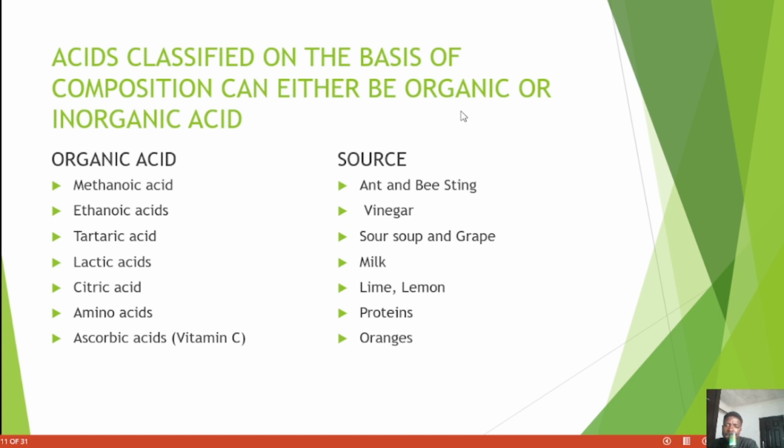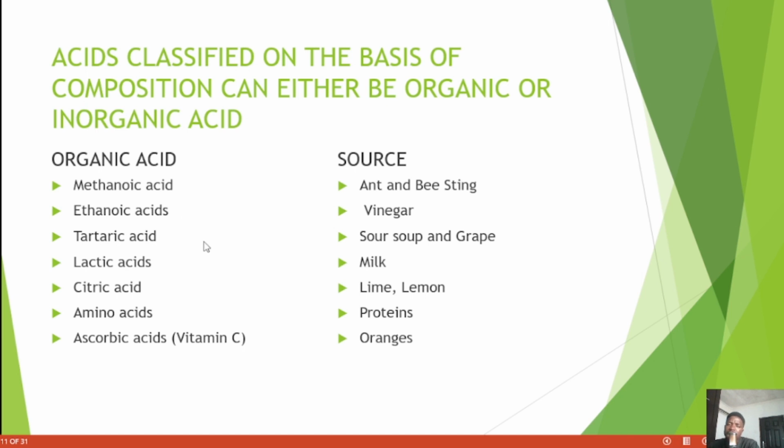Examples of these organic acids and their sources. First of all, we have methanoic acid, and methanoic acid is naturally found in ants and bee stings. So when an ant stings or a bee stings you, it actually injects methanoic acid into your body. Then you have ethanoic acid, which is found in vinegar. So when your alcohol is completely oxidized, what happens is that it produces vinegar. So just have that in mind, that the acid found in vinegar is ethanoic acid.